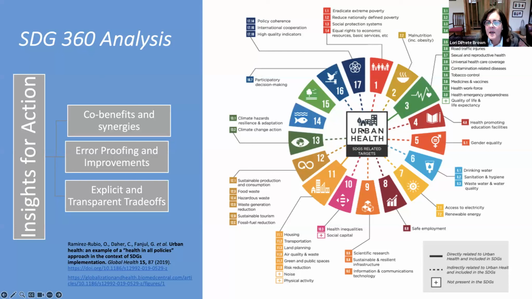And as you can see, you have urban health in the middle, and this analysis done by Ramirez Rubio and colleagues is looking at a health in all policies approach and mapping all of the SDGs that are related to urban health. And life on land is not connected. You could argue that it could be, because we have a lot of living things in our communities, but sometimes we think of cities and urban spaces as just being built, and that's not really the case. But you can see that they've distinguished directly related things from dotted lines being indirectly related.